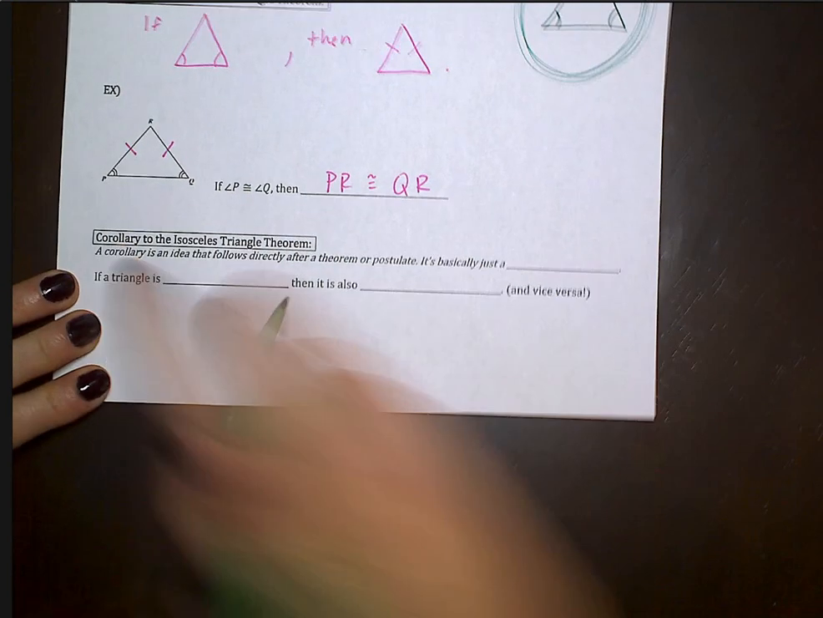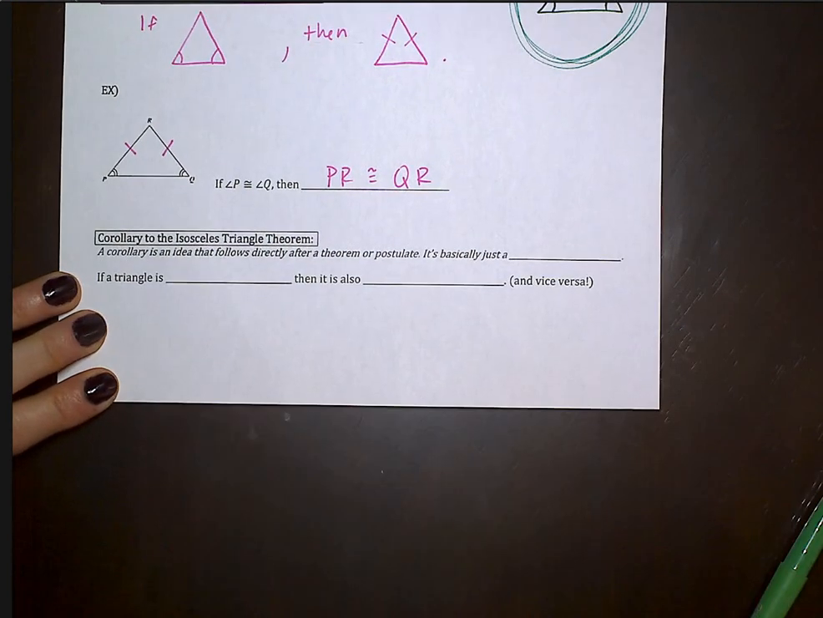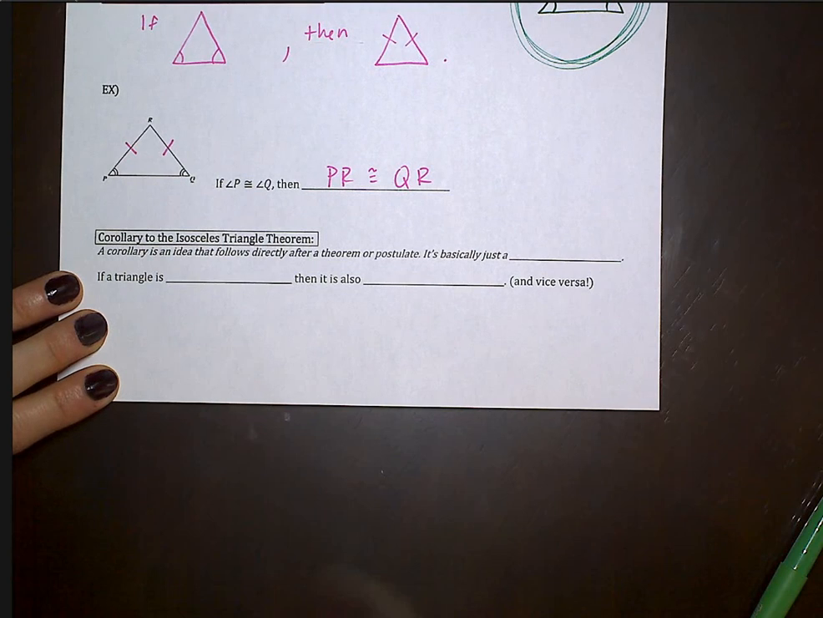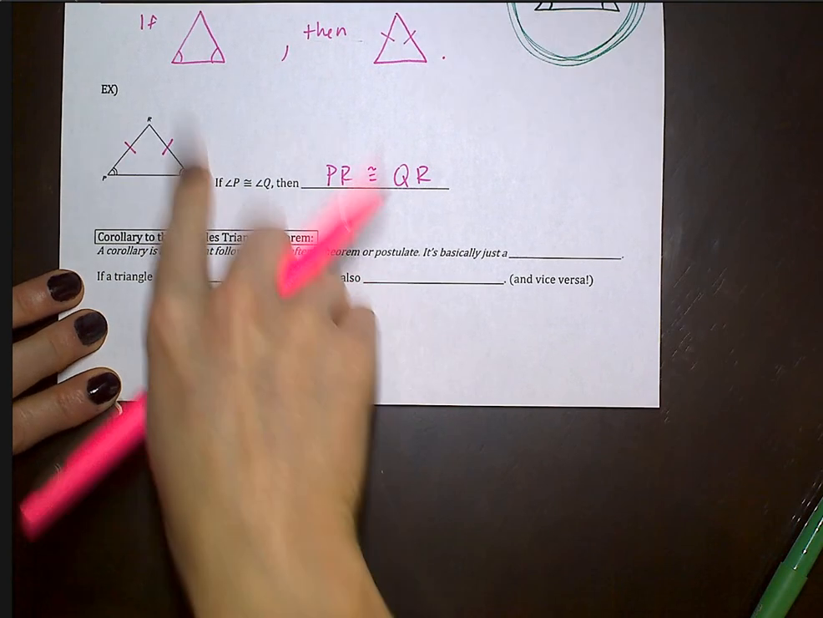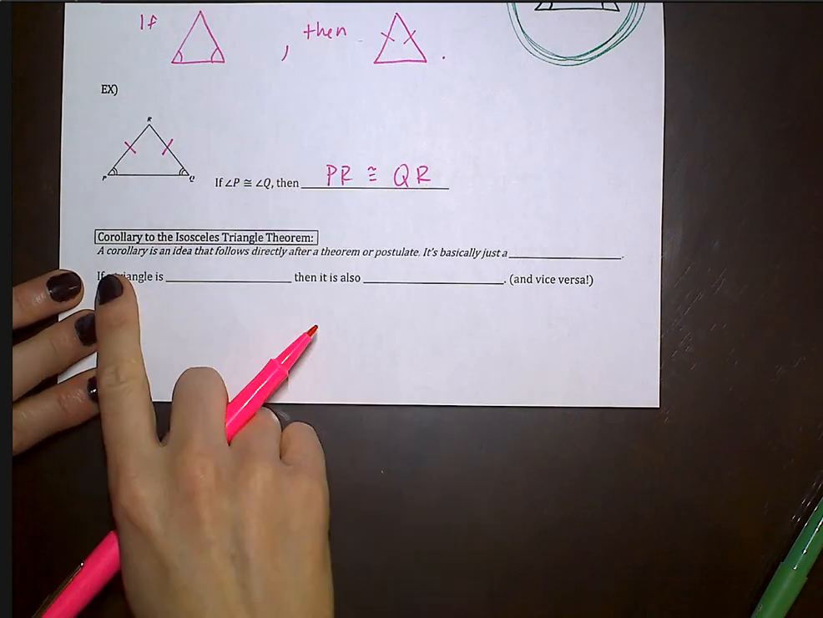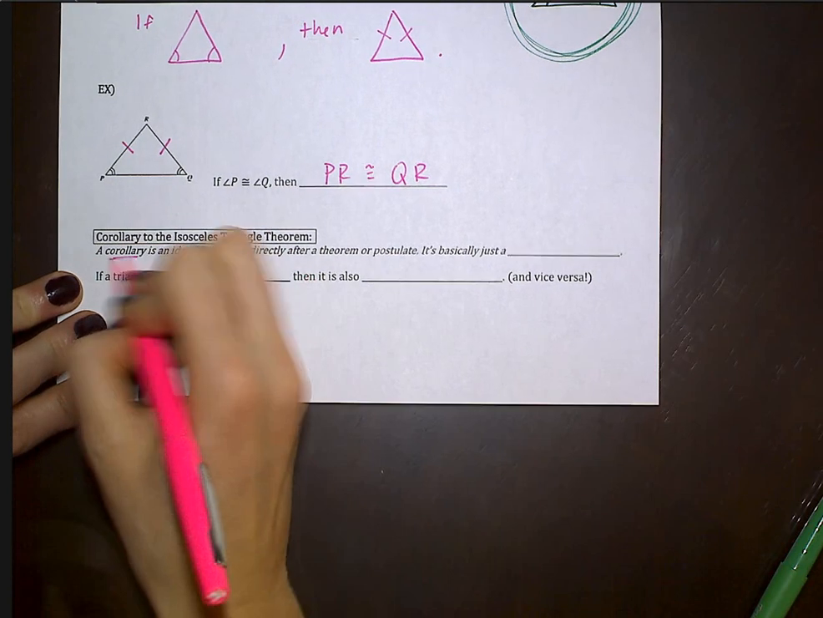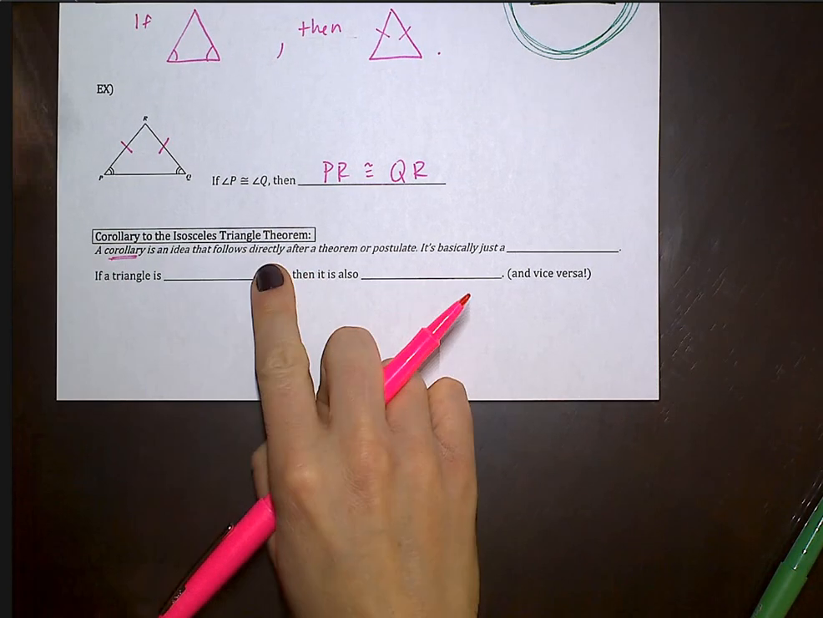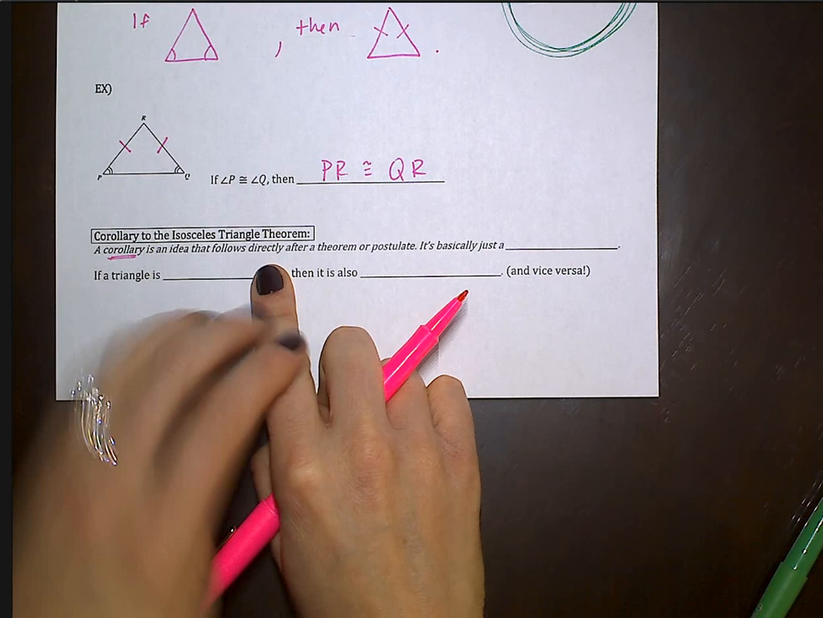Now, there's something called a corollary, and you won't see this too much. We don't cover a ton of corollaries, but it's a corollary to this theorem, the isosceles triangle theorem. And basically a corollary is just something that directly follows a theorem. I just think of it as a side note.